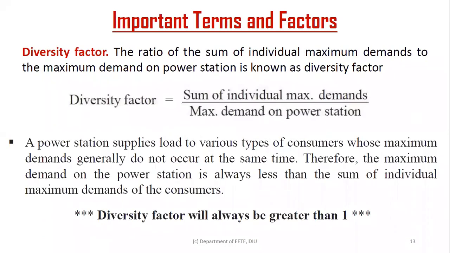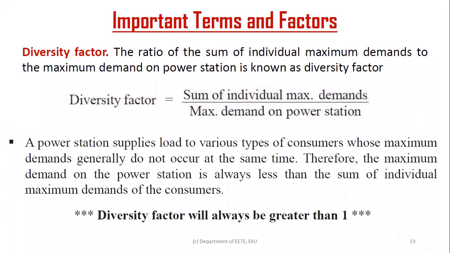Okay, the next thing is the diversity factor. What does diversity mean? Diversity means different. A diverse culture is a difference, not the same. So the diversity factor is basically a relation between the maximum demand of the power station and the maximum demand of individual people or individual consumers.